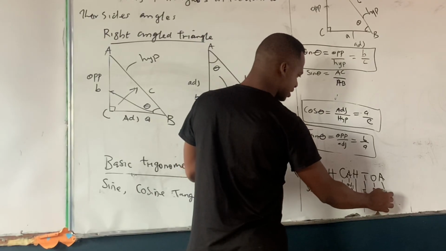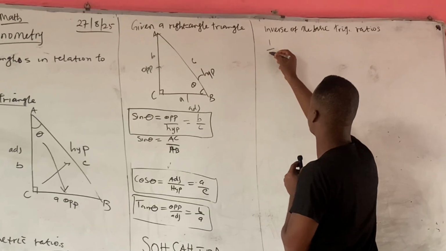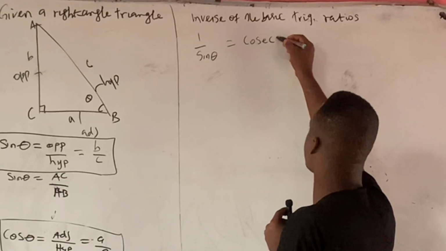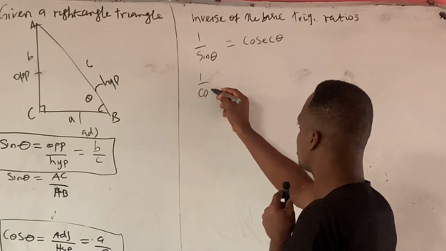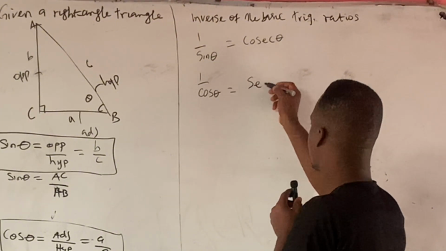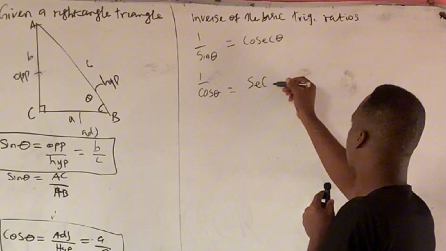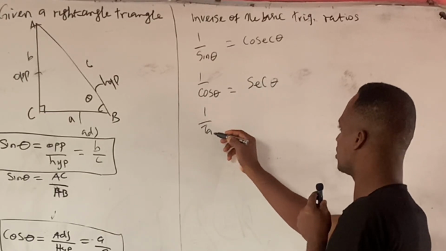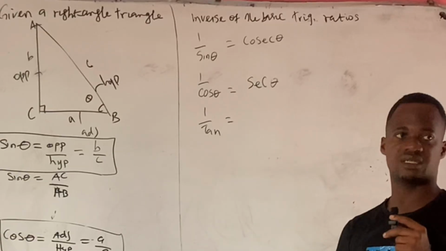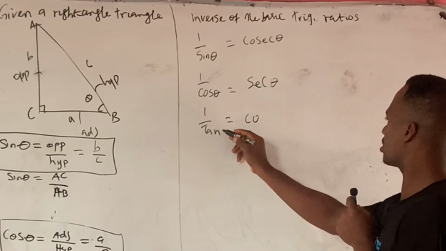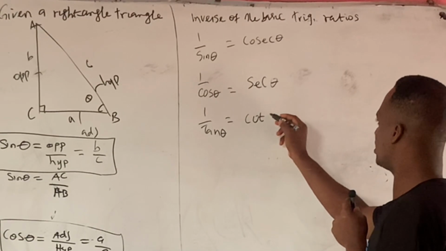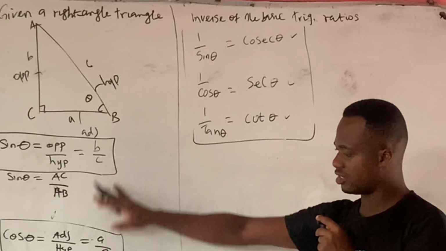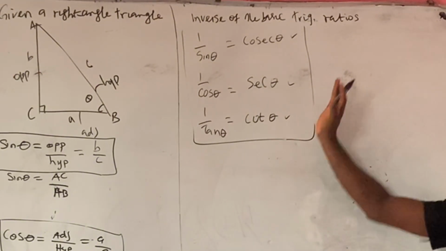1 over sine theta is called cosec theta. 1 over cos theta is called sec. Or you call it secant theta or sec theta. And then 1 over tan is called cotangent or cot. So this is cot theta. So just take note of this. We're not going to be looking at this in this class. We're just going to be focusing on this. But I want you also to note that we have something like this in mathematics.